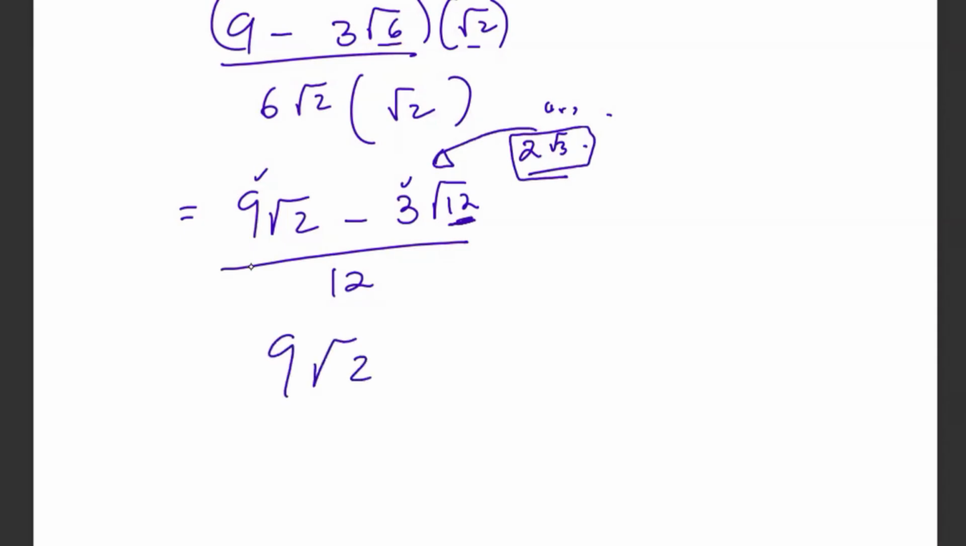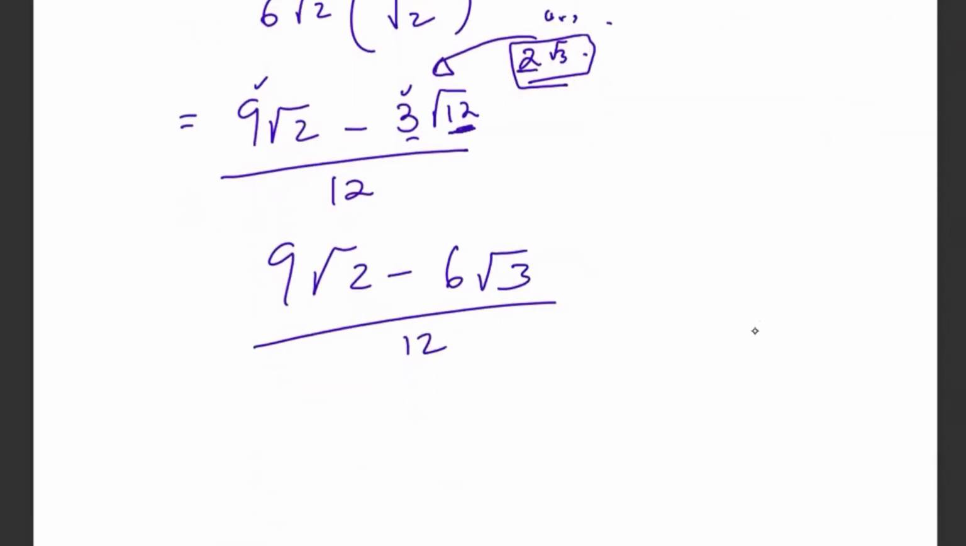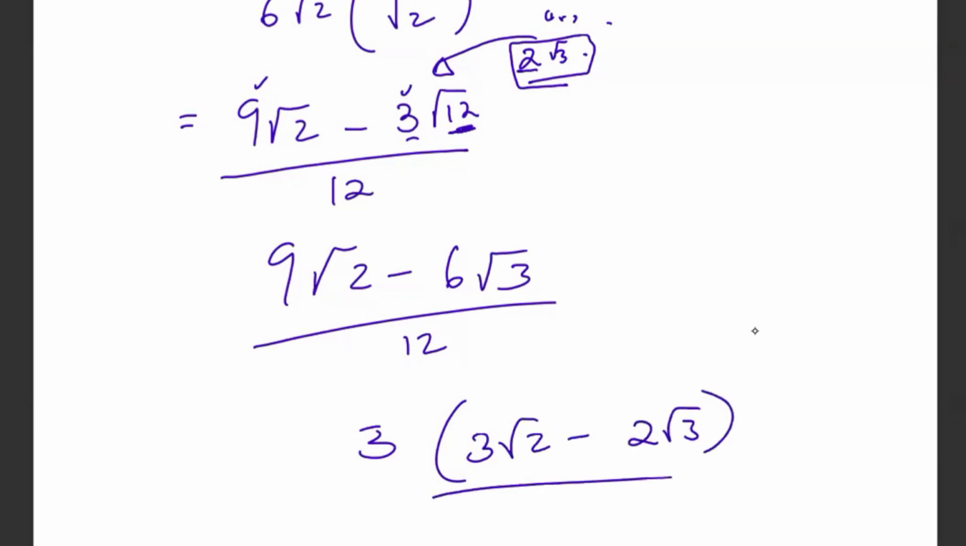So 9 root 2 minus, okay, what was the answer here? Root 2 and root 3, perfect. Minus, we said 2 and 3 is going to be 6 root 3 over 12. So let's take out the 3, which is common. So we're going to have a 3 root 2 minus 2 root 3 over 12. So by 3 is 1, by 3 is 4. So that becomes the answer that the question was asking for.